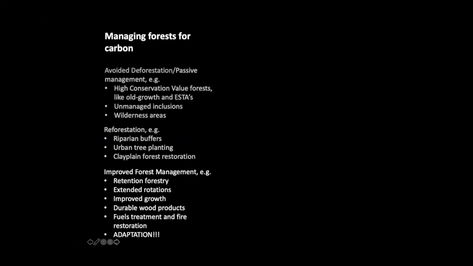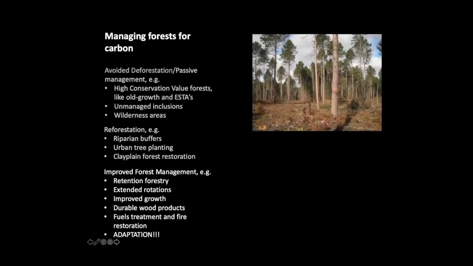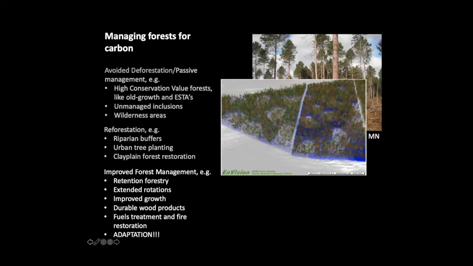And so then the final category of carbon forestry, and the one that we need to spend some more time on, and the area that I think John is going to speak about as well.